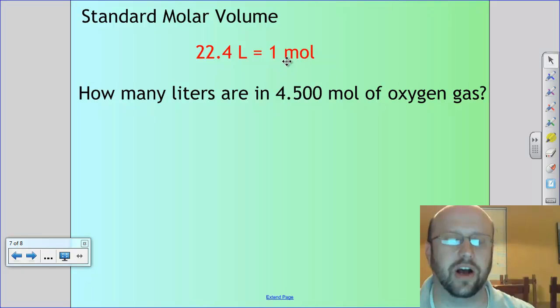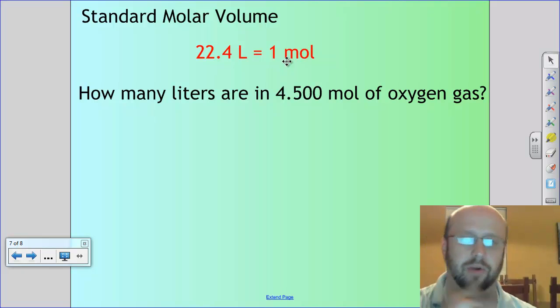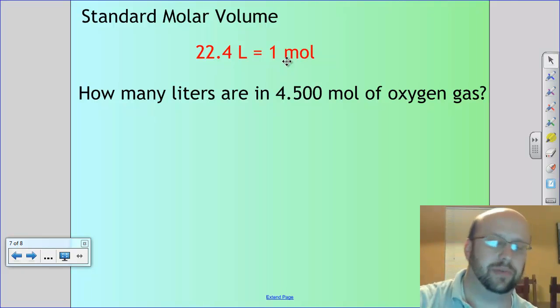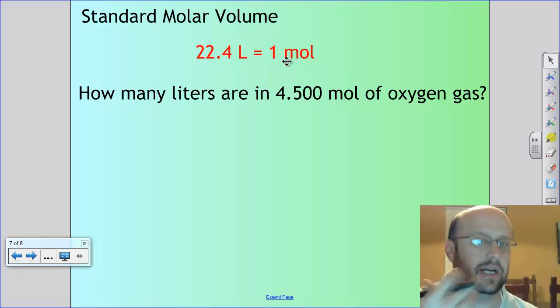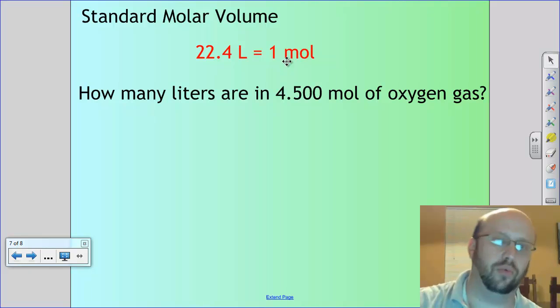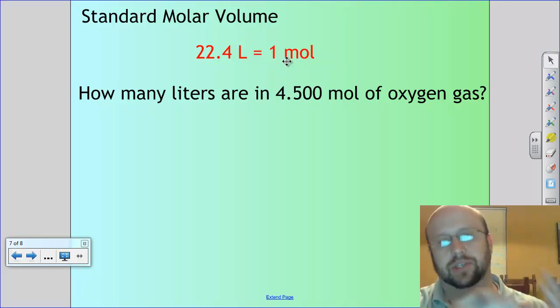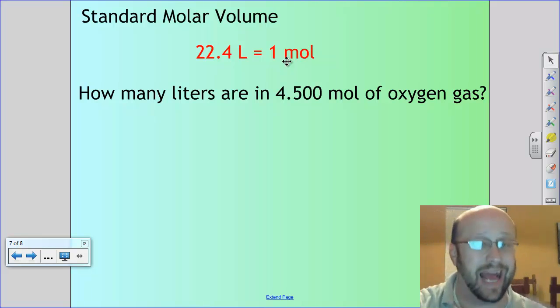22.4 liters of any gas. It doesn't matter what gas it is. It could be something pretty heavy like sulfur hexafluoride. It could be something really light like helium. Doesn't matter. As long as we have 1 mole of it, its volume is going to be 22.4 liters if we're at standard temperature and pressure.